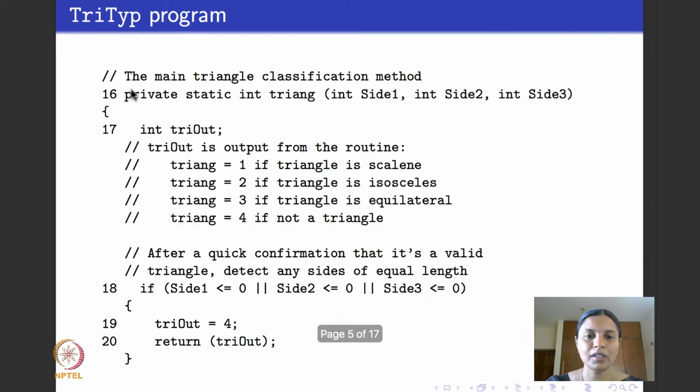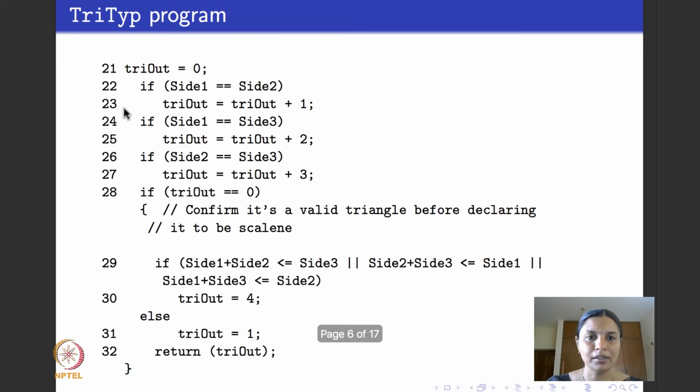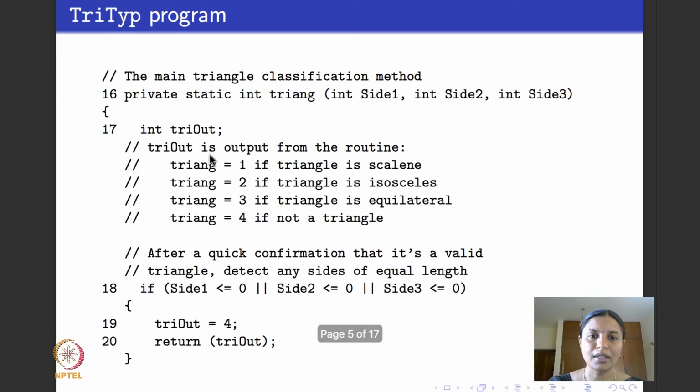So if it is not 4, which means it's not an invalid triangle, the code continues here. It sets tryout to be 0, and then it takes one side after the other and compares to see if they're equal. So if side 1 is equal to side 2, it increments tryout, makes it 1. If side 1 is equal to side 3, it increments tryout, makes it 2. If side 2 is equal to side 3, it increments tryout and adds 3. Right, so by then it would have correctly computed that if all three sides are equal, then all three if conditions would have passed and the value of the variable tryout would be 3.